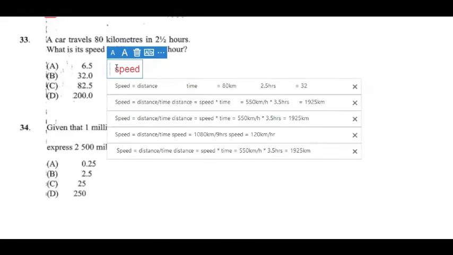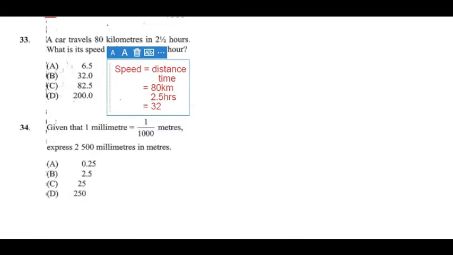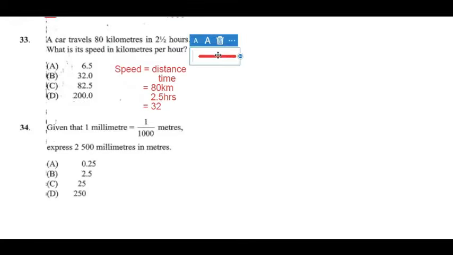So 33, a car travels 80 kilometers in 2.5 hours. What is its speed in kilometers per hour? So remember, speed is equal to distance divided by time, and in this case our distance is 80 kilometers and our time is 2.5 hours. So 80 divided by 2.5 is 32, and our answer for 33 is B.